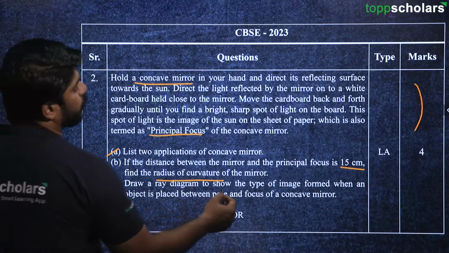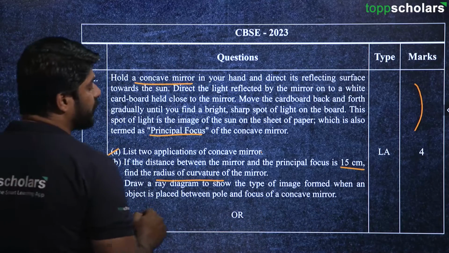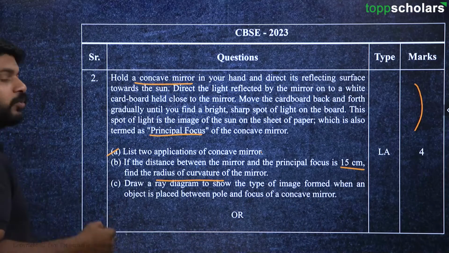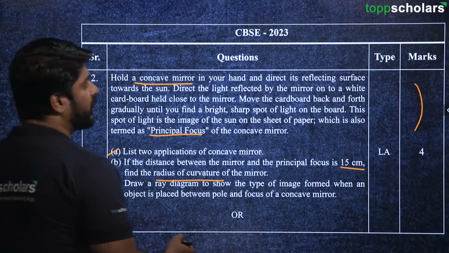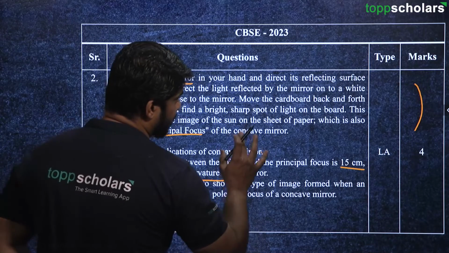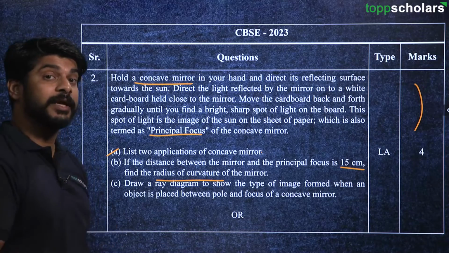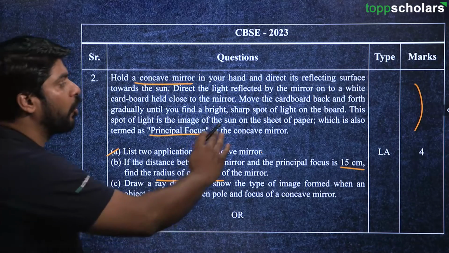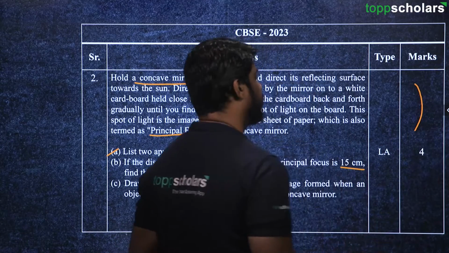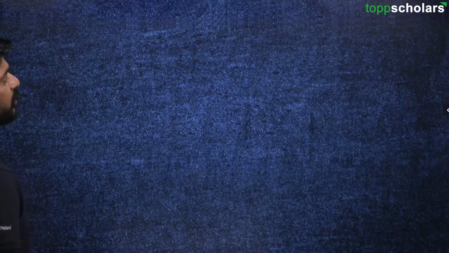Draw a ray diagram to show the type of image formed when an object is placed between pole and focus of the concave mirror. So we can easily draw such a diagram, right? If the object is placed between pole and focus, in that case we know a virtual, erect and magnified image is formed on the other side of the mirror. That means inside the mirror. It's a virtual image.